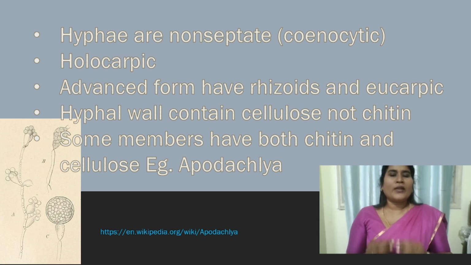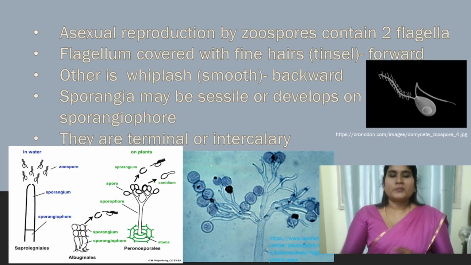The hyphal wall contains cellulose, not chitin. Chitin you can see in more primitive fungi rather than the oomycetes. Some members have both chitin and cellulose in the oomycetes also. You can see this in Apodachlya.